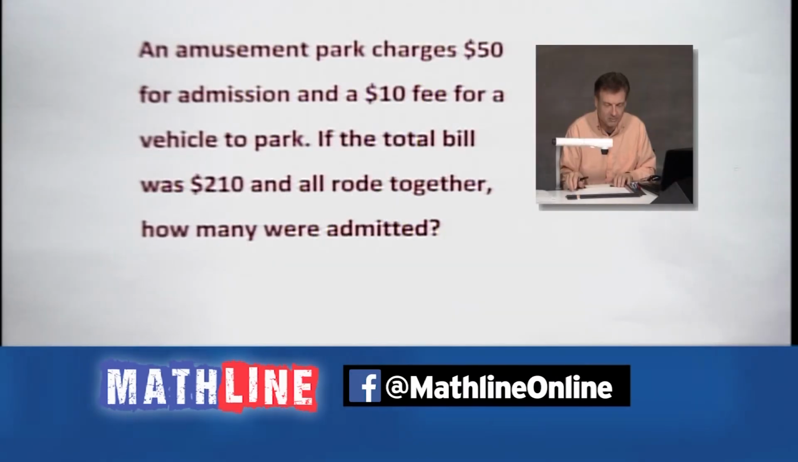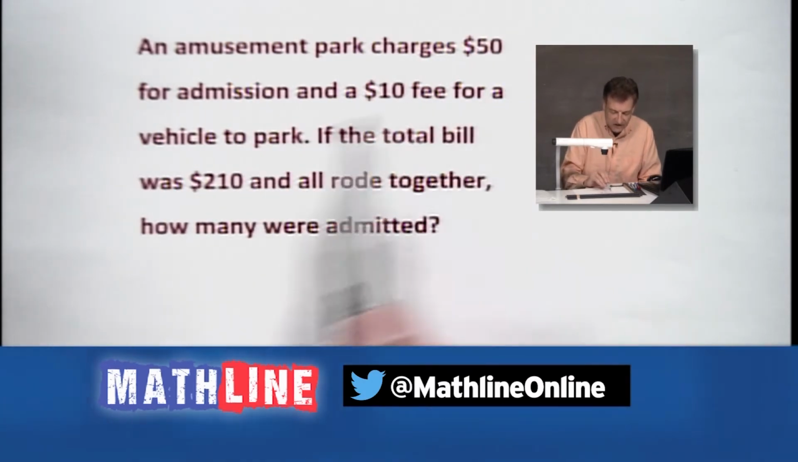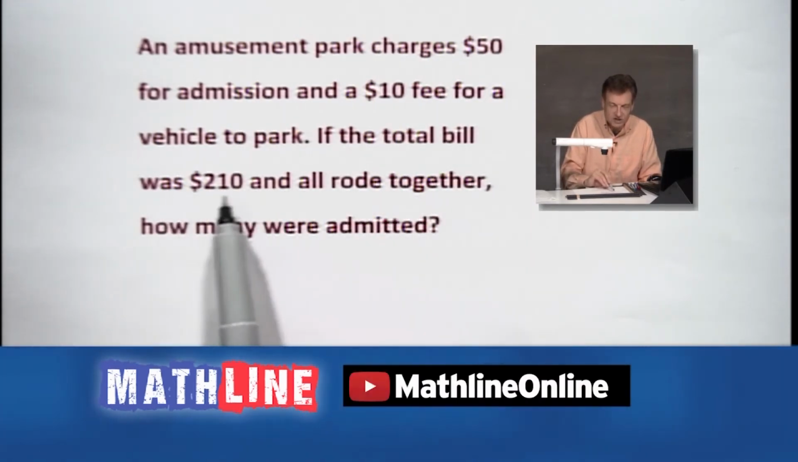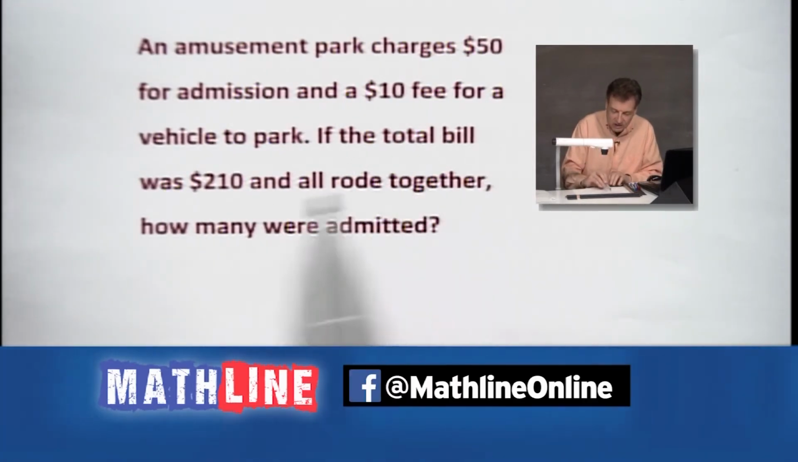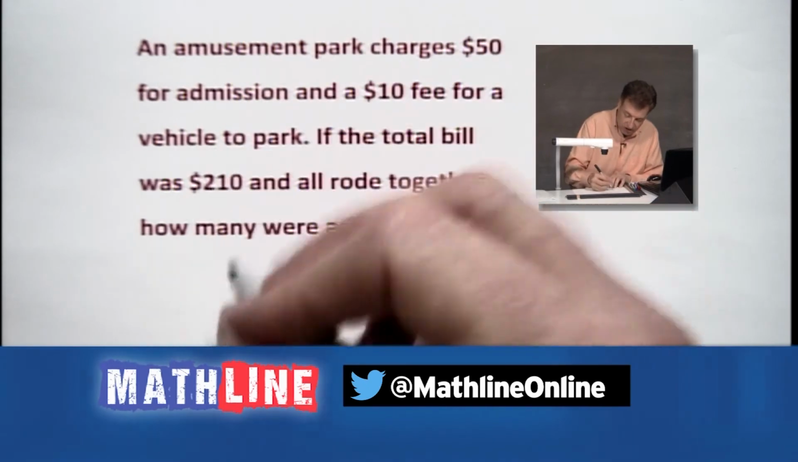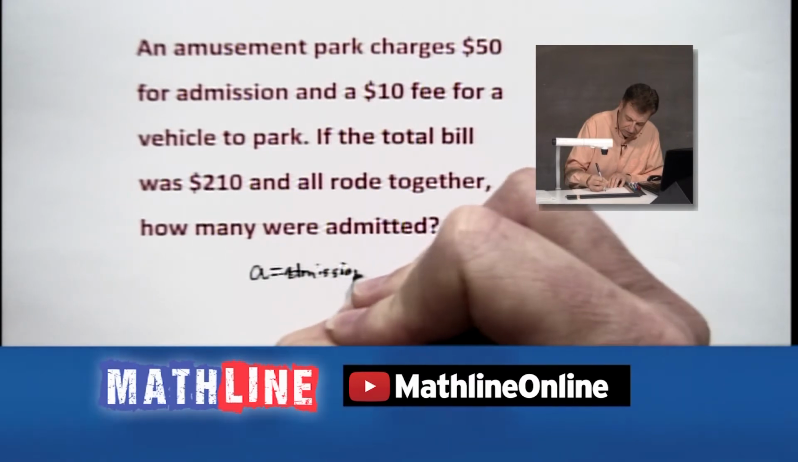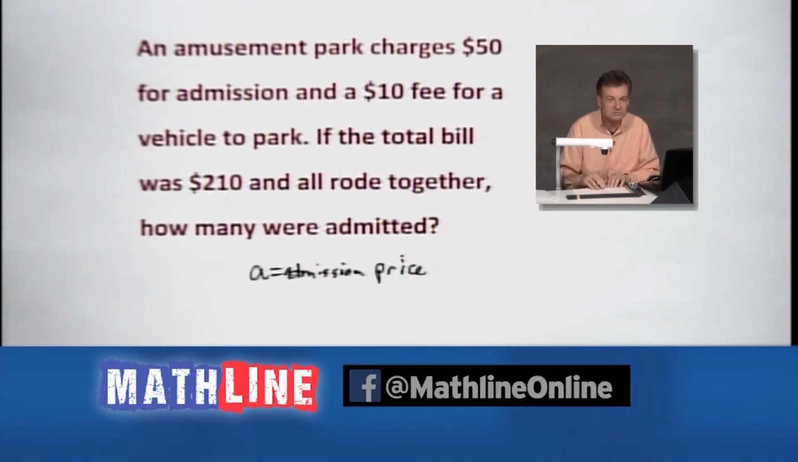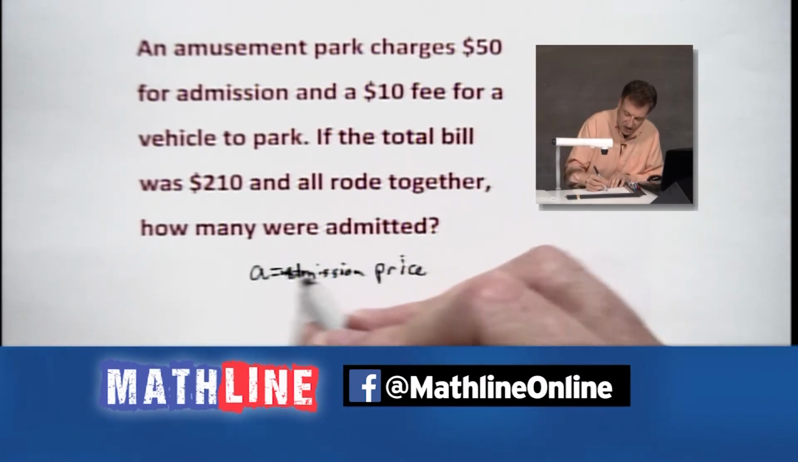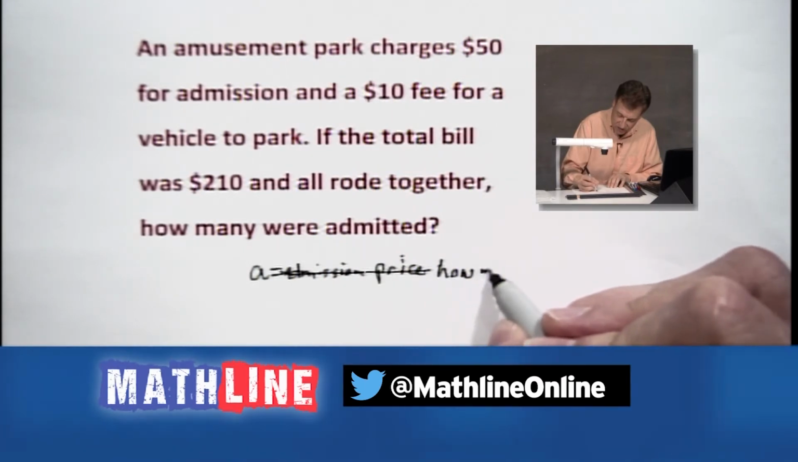So one real quick one here for the road. Let's look at one more down here on the paper. It says an amusement park charges $50 for admission and a $10 fee for a vehicle to park. If the total bill was $210 for a small group, and everybody rode together in one car, how many were admitted? All right, let's look at this. We're not going to use A for the admission price. We're going to use A for how many were admitted.